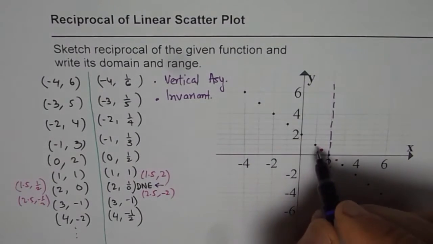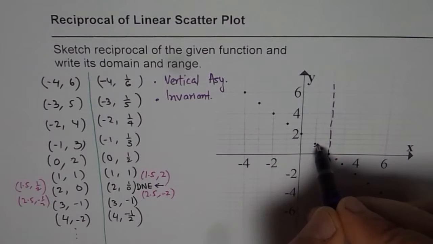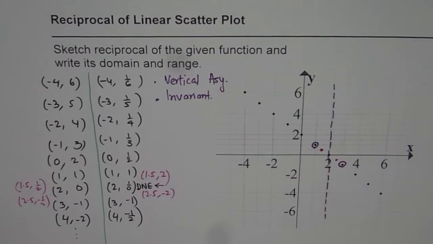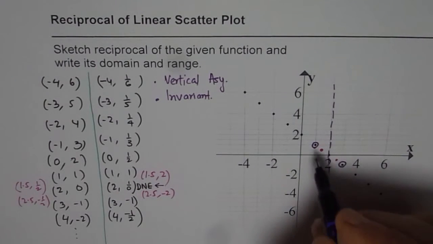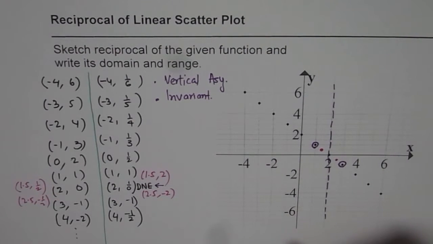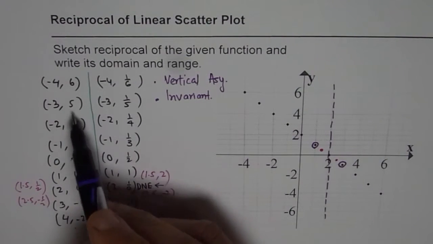Invariant means which are common for both. So 1 over 1 is 1, so that is one of them. The other one is minus 1, so this is the other one, right? So these are common to both the graphs. So my point on the reciprocal function will be exactly at the same place, correct? Invariant points. Now we should know that the reciprocal of positive numbers will be positive, which we can see here, right?